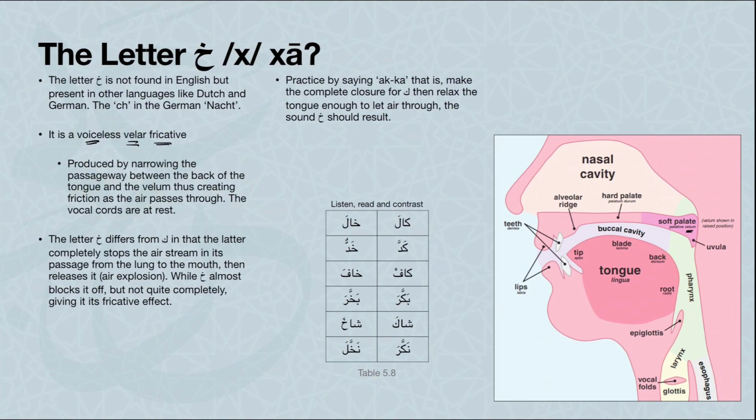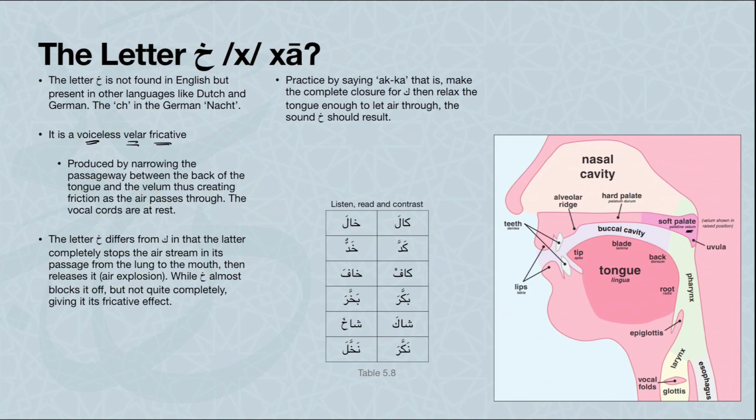The letter kha differs from ka, and the letter ka completely stops the airstream in its passage from the lung to the mouth, then releases it, an air explosion. Ka, ka, ka. Remember when he said the ka is basically a plosive, an aspirated letter? It's like when you put your hand in front of your mouth when you say ka, you find the air. Kha doesn't have that quality.